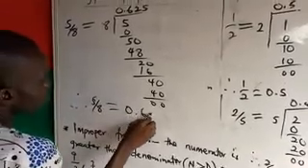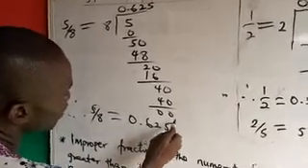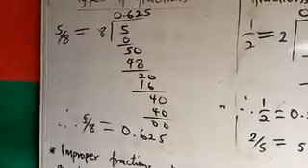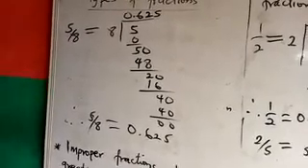That is 0.625, and this is our answer. You can see now we have changed a proper fraction to a decimal fraction.